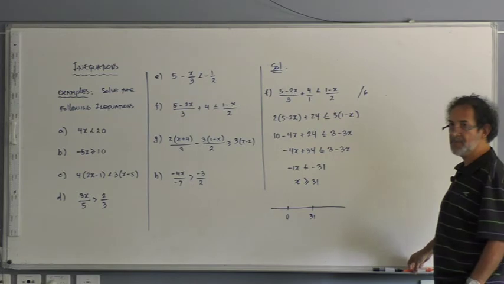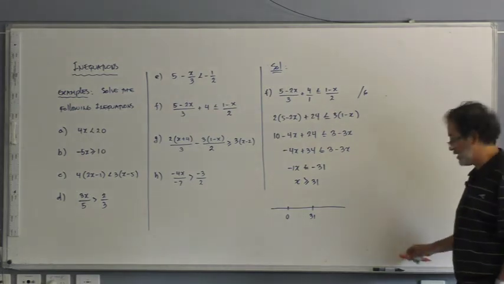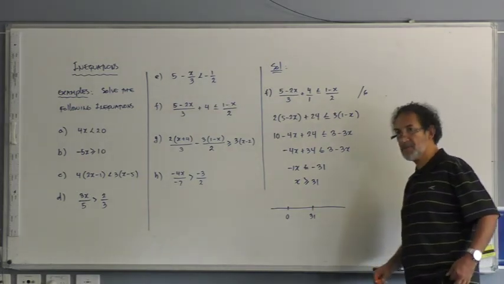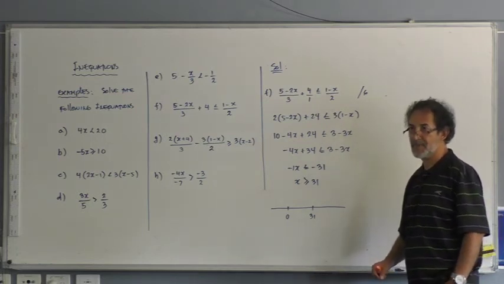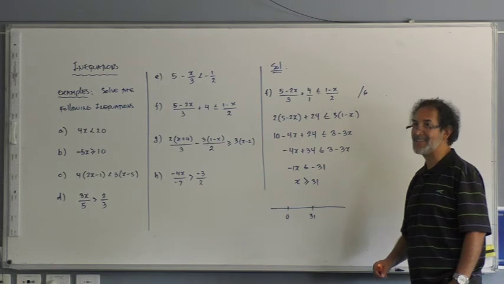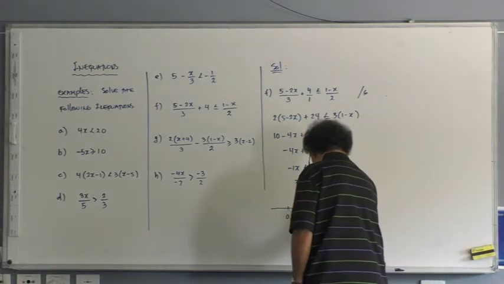Is it a full circle this time? Yes. Why? Because it's got the line underneath it, which means it can be that number. That's it. Very good.